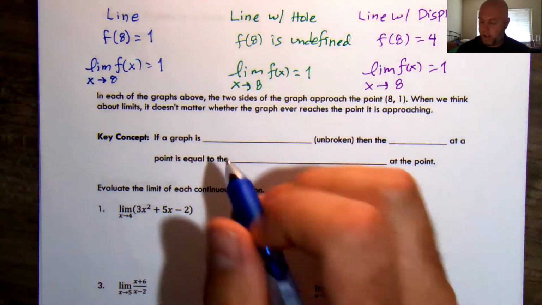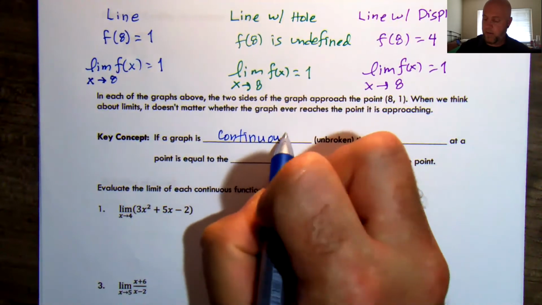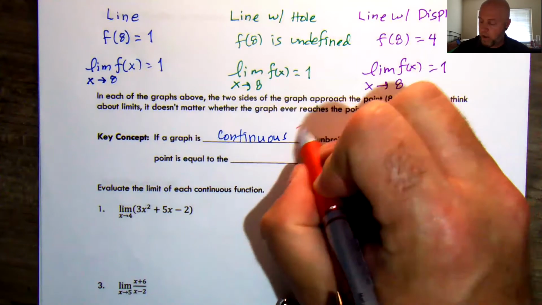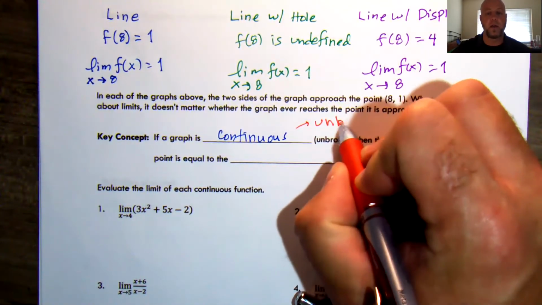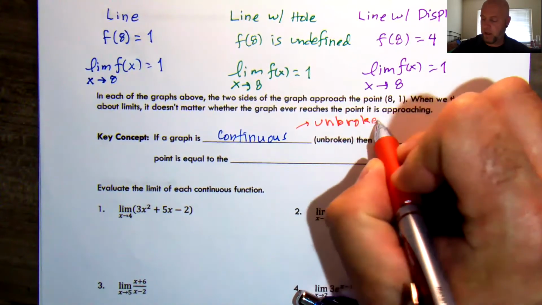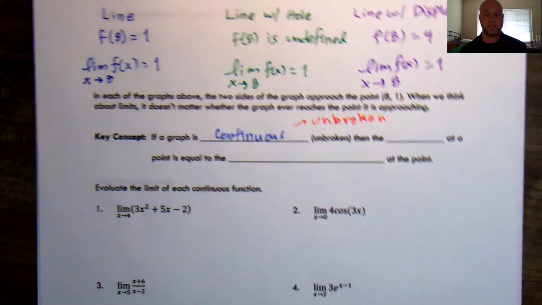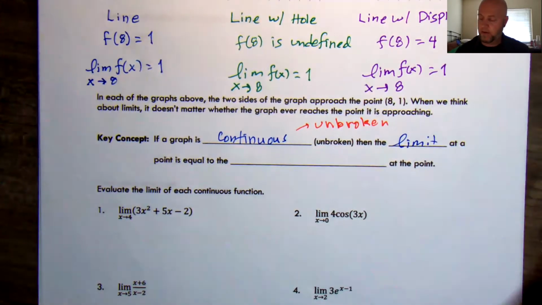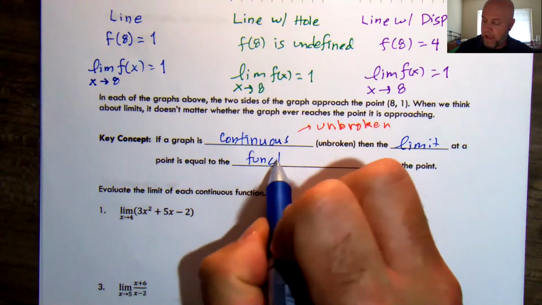If the graph is continuous, now that's an important word. We'll keep coming back to it. For now, we're going to use this as an easy way to think about continuity. For now, let's just say we think of continuous as basically meaning a graph that's unbroken. So if a graph is continuous, then the limit at a point is equal to the function value at that point.